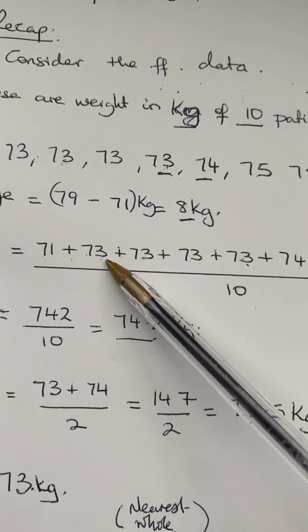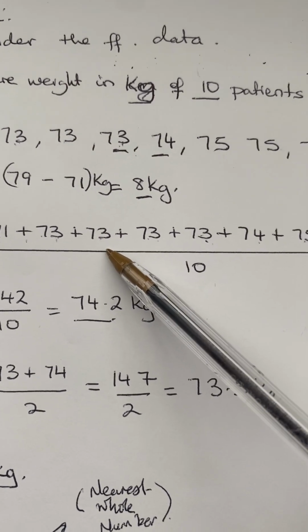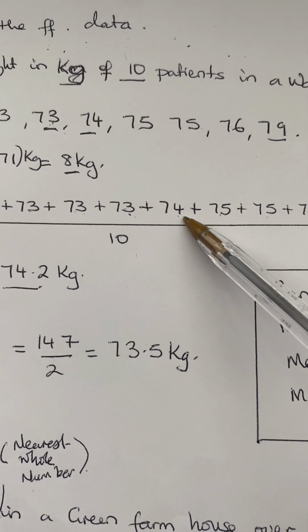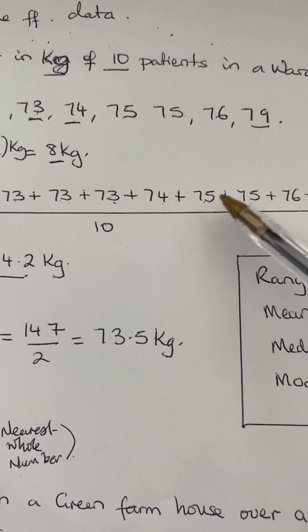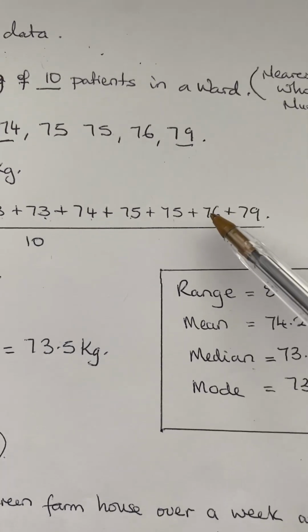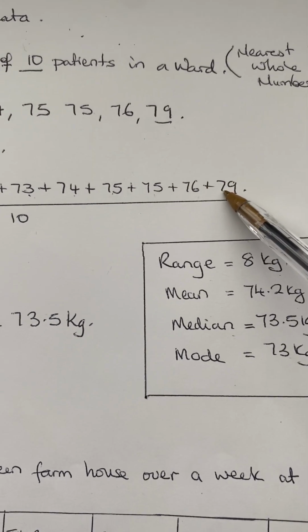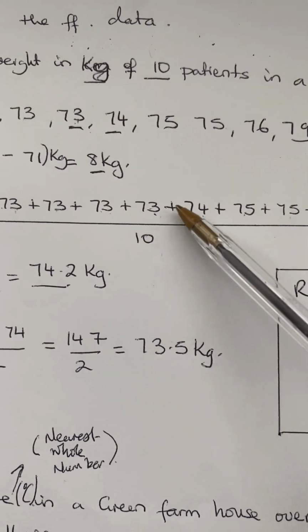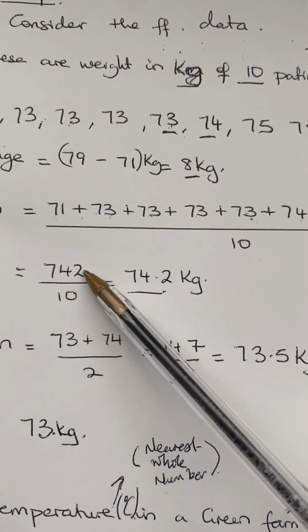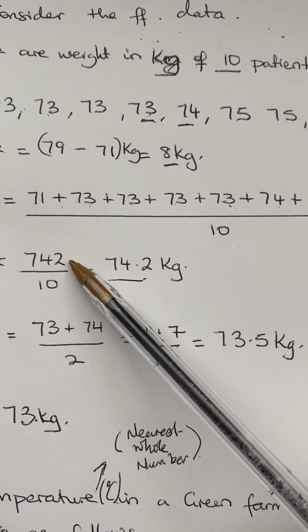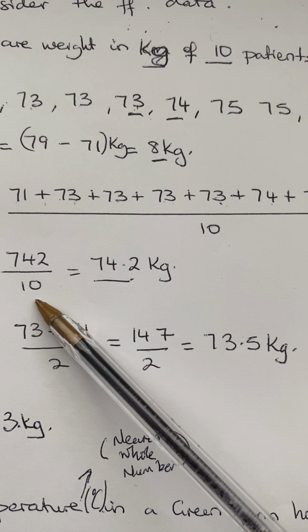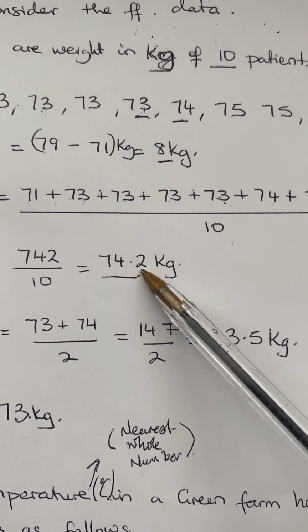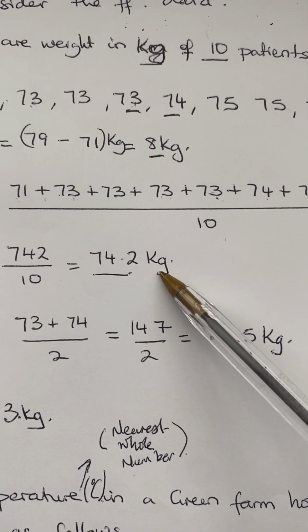71, 73, 73, 73, 73, 74, 75, 75, 76, 79, all divided by 10, because it's 10 of them, you get 742. Divided by 10 will give you 74.2 kilograms.